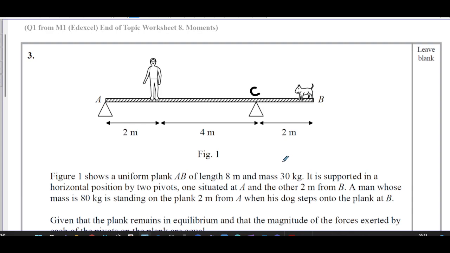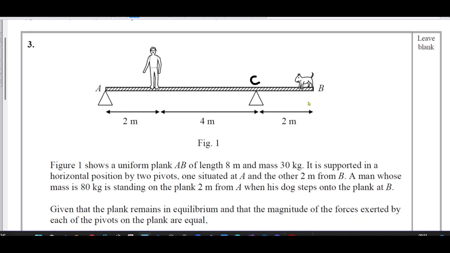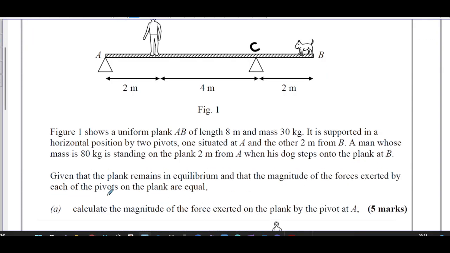Now, a man whose mass is 80 kilograms is standing on the plank 2 meters from A, and when his dog steps onto the plank at B, so the man is standing at A, and his dog is standing at B at the end of the plank. Given that the plank remains in equilibrium, and that the magnitude of the forces exerted by each of the pivots on the plank are equal, calculate the magnitude of the force exerted on the plank by the pivot at A.